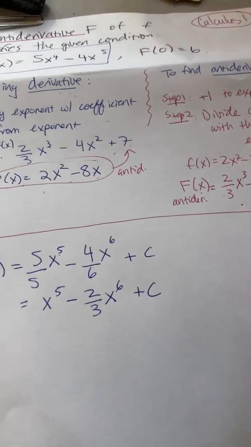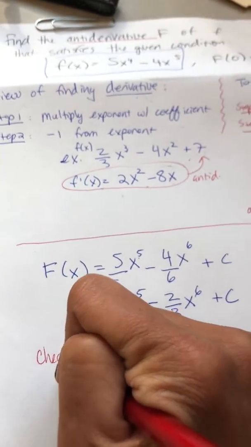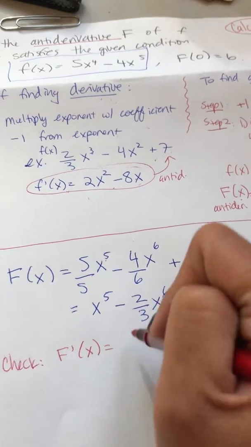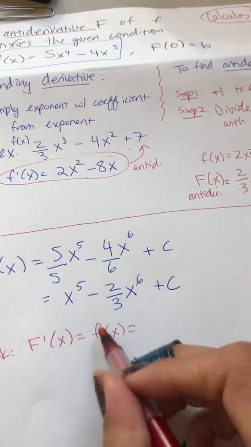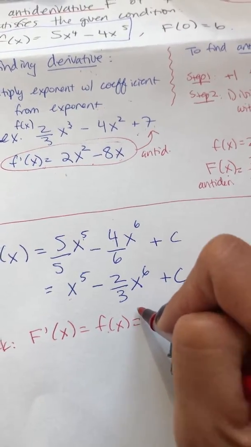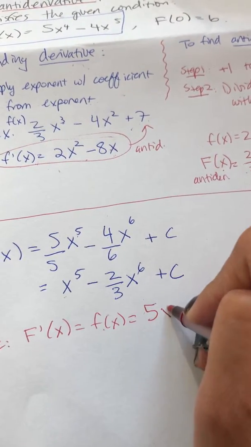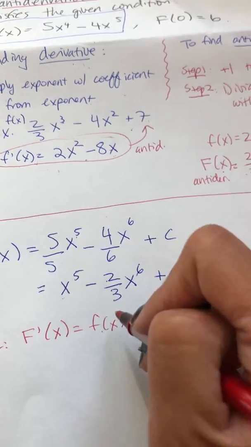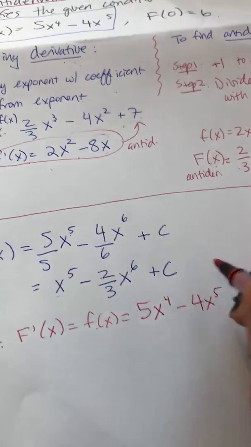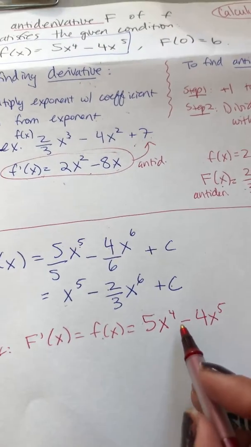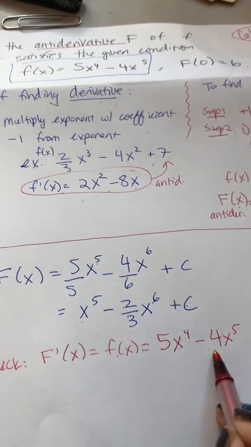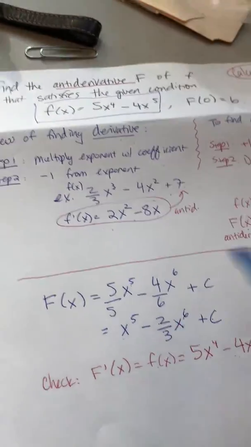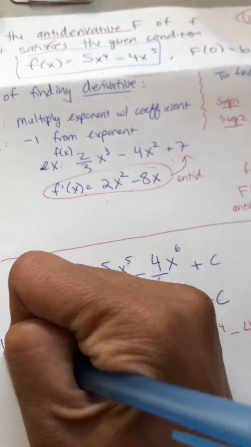Let's just check our work real quick. This way I always check my work. If I want to check, the derivative of capital F should give me the original function. If I take the derivative of this, I take the 5, subtract 1 from the exponent, giving 5x to the fourth. Minus, multiply the 6 in front, 12 over 3 gives me 4x to the 5th. The derivative of c is just 0. So notice 5x to the fourth minus 4x to the fifth is the original function, so it works. Again, this is my f of x, and this is my antiderivative.